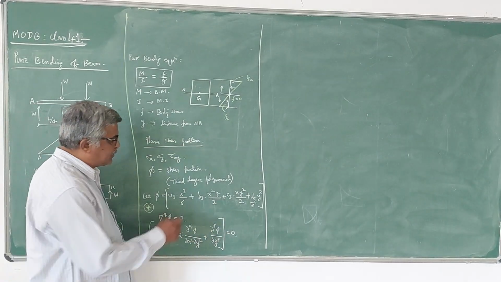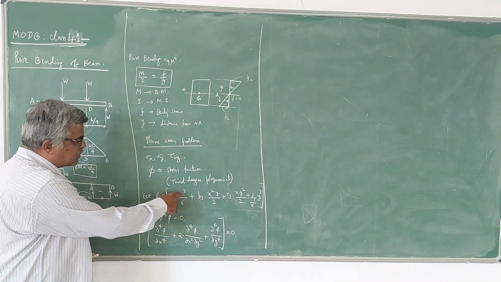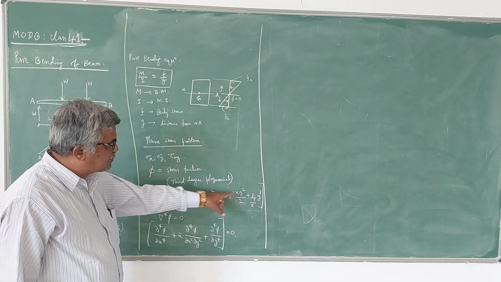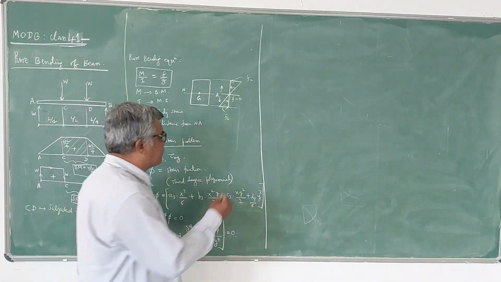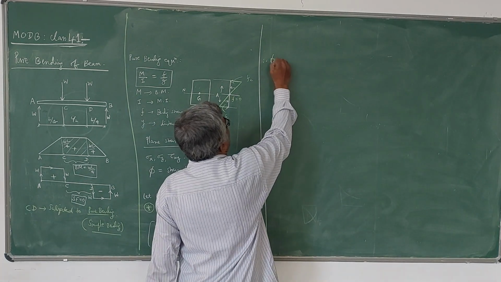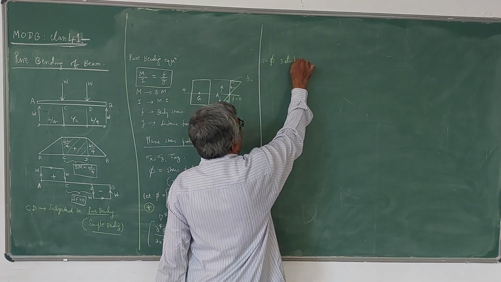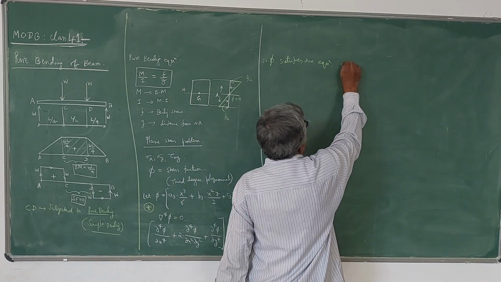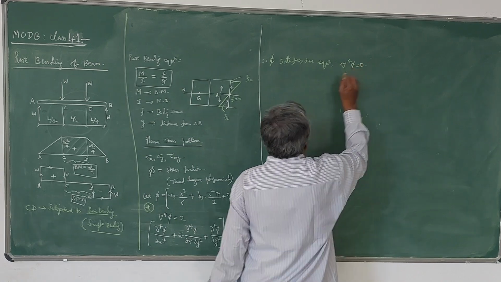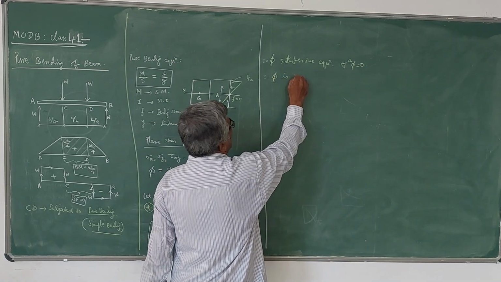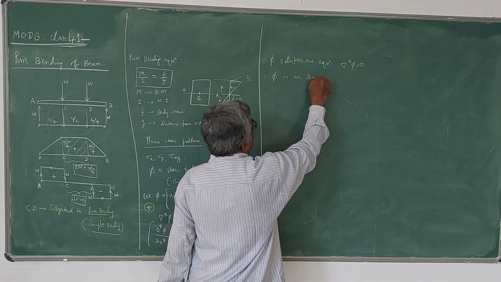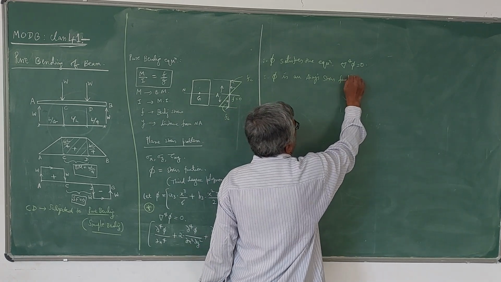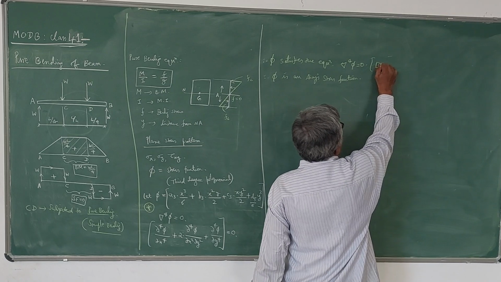You can check that this phi satisfies this equation because the fourth derivative becomes 0 here. The highest power of x is 3 and the highest power of y is also 3, so the fourth derivative becomes 0. Therefore phi satisfies the equation del power 4 phi equal to 0, and phi is an Airy stress function. This equation is called the biharmonic equation.